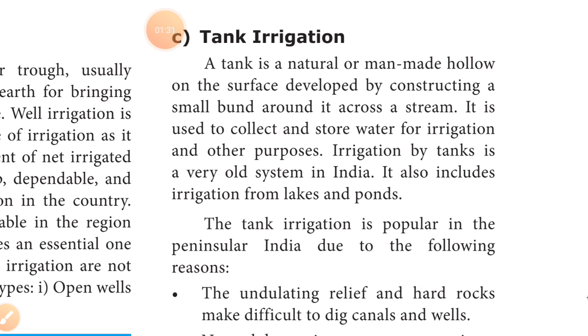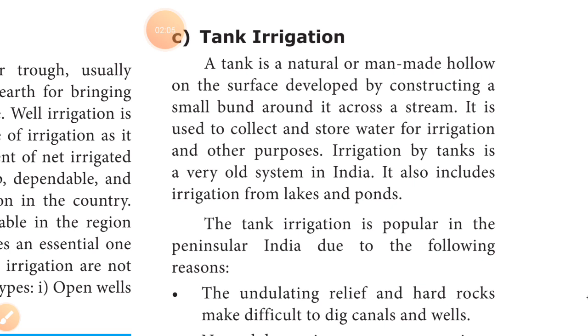Sometimes it is made by human beings, sometimes it is natural, so tank irrigation is a man-made or natural type of irrigation. It is used to collect and store water for irrigation and other purposes, like taking electric power and some other purposes. Irrigation by tank is a very old system of India. It is one of the oldest systems.